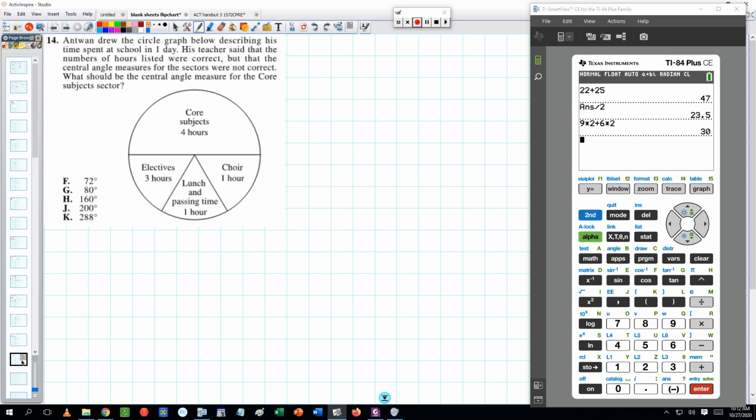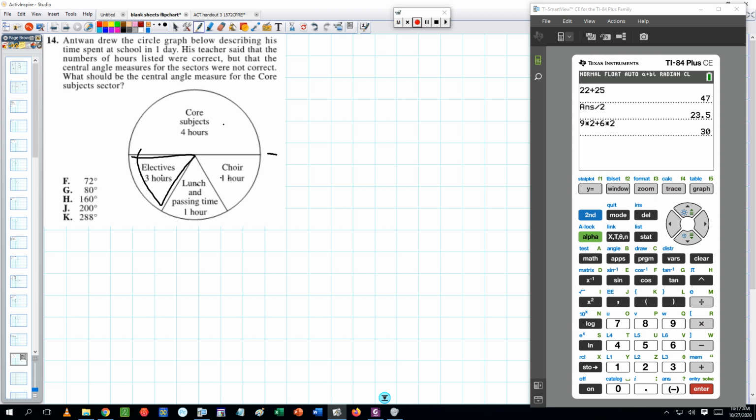Number 14, Antoine drew the circle graph below describing his time spent in school in one day. His teacher said the number of hours listed were correct, but the central angle measure for the sectors, a sector is a piece of this puzzle right here, a piece of this circle here. These 3 look to be the same. This one looks to be a whole lot larger. But the central angle measure for the sectors were not correct.